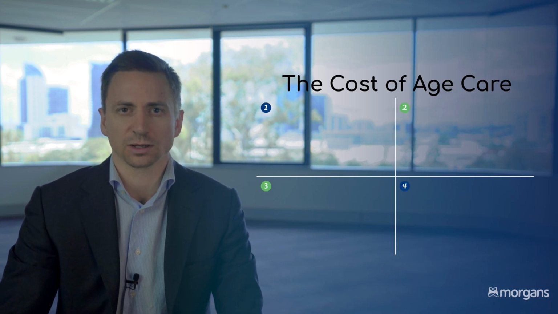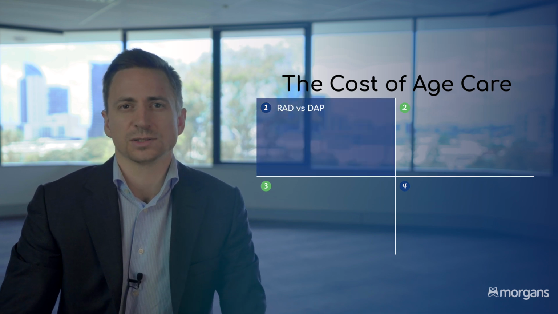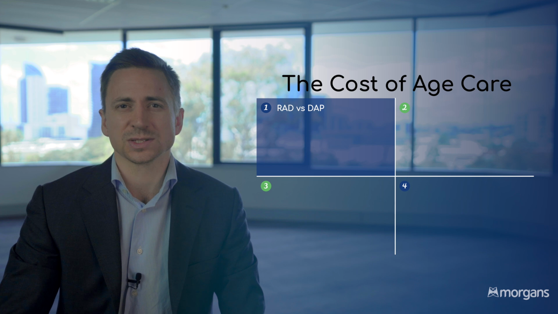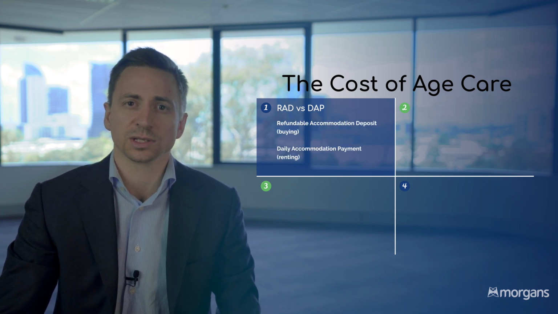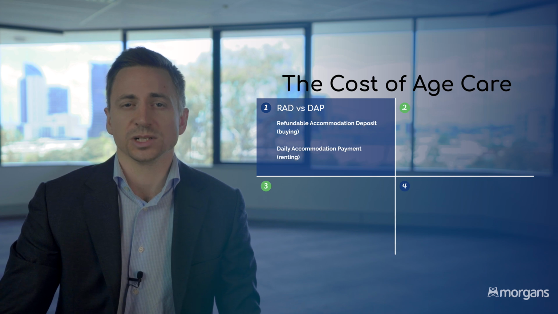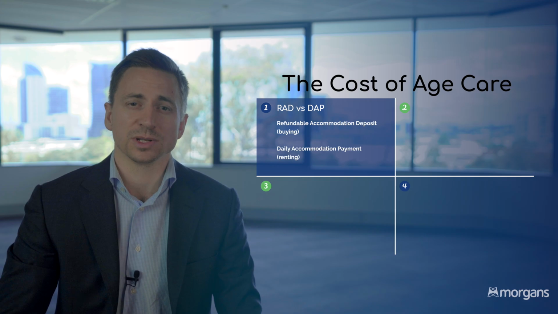and that's how much it's going to cost, and there are 4 fees. So the first fee is RAD versus DAP, and everything's in acronyms to make it even more confusing, but that's the refundable accommodation deposit or the daily accommodation payment. And realistically, the easiest way to describe it is buy versus rent. So if you buy the room, you get that money back. If you rent the room, well, that money goes to the facility.